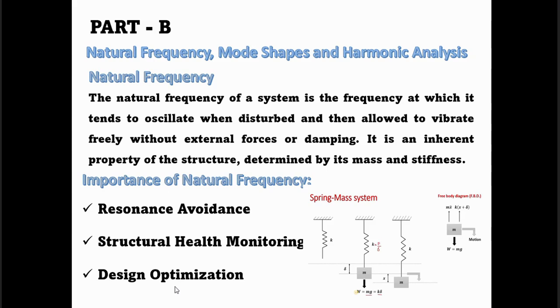Ansys always ensures that the natural frequency is far from the operating frequency of the machine components or any external forces. As I explained in resonance, these two values should be far away in order to ensure proper operation of a machine component or structure. That helps in design optimization of a structure or any machine component. That is why finding the natural frequency is most important. These are some of the importance of finding the natural frequency.